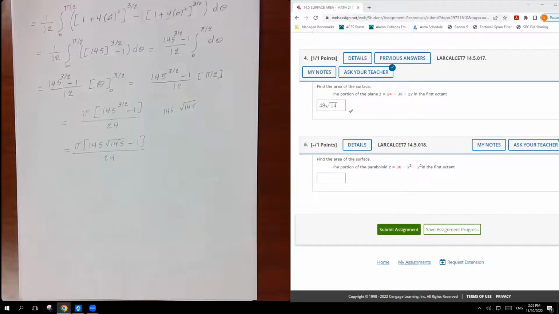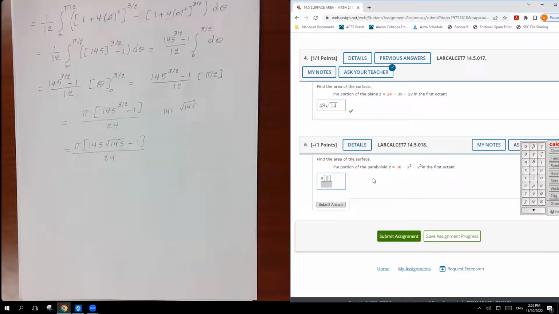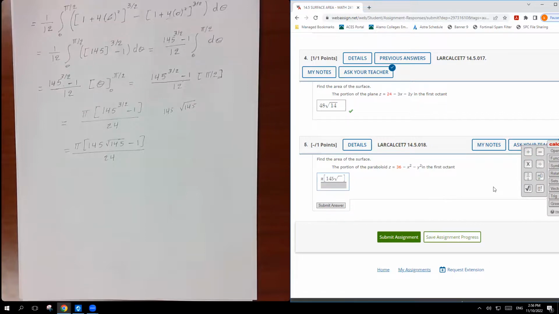So let's check this one. We're going to plug in pi, and in the brackets 145 square root of 145 minus 1, over 24.